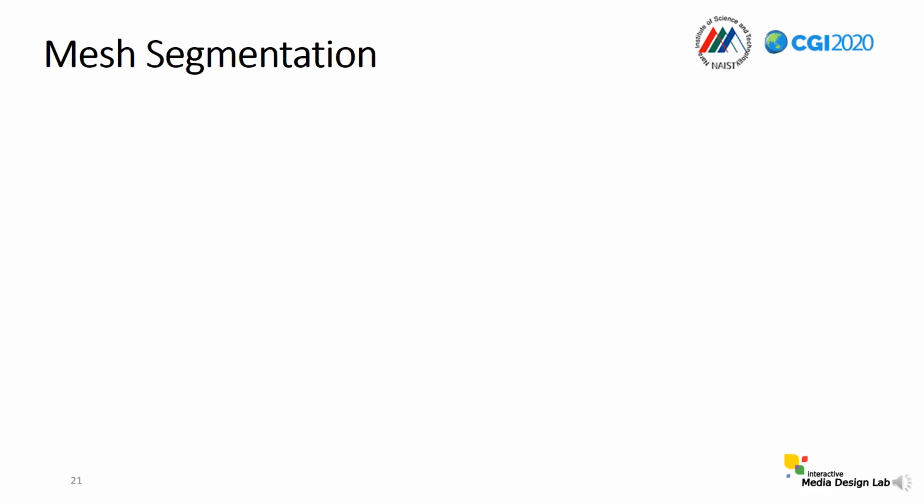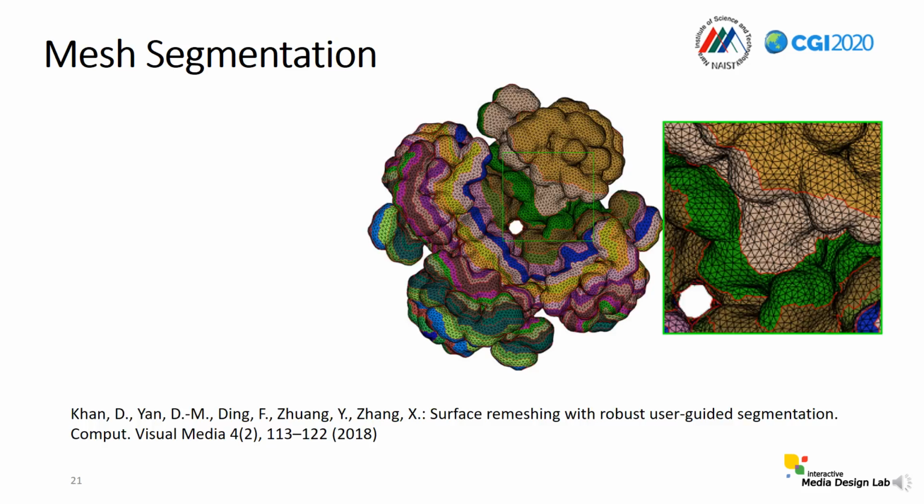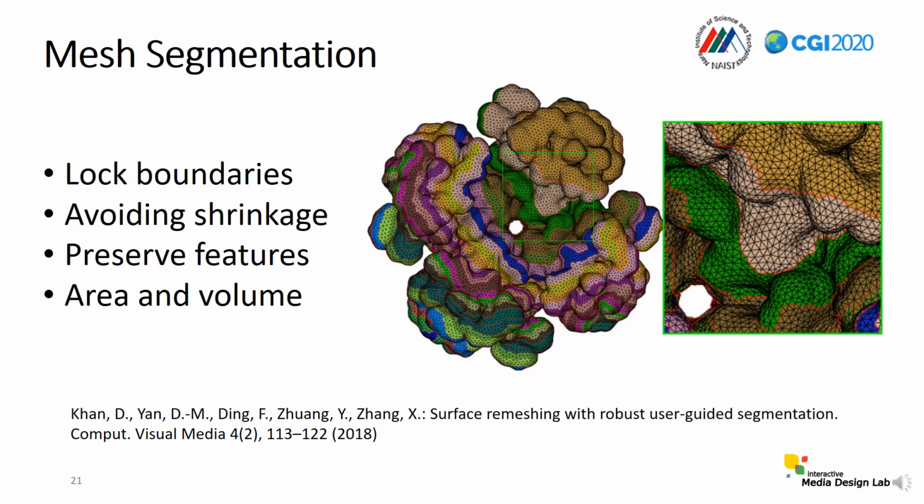Mesh segmentation is also one of the main contributions of this paper. We are inspired by this paper, our recent one. We just segment the input mesh with random patches, and each segment is individually remeshed, and during remeshing these boundaries are locked. So what does it do? It avoids shrinkage, and preserves sharp features, and the area and volume of the input mesh.